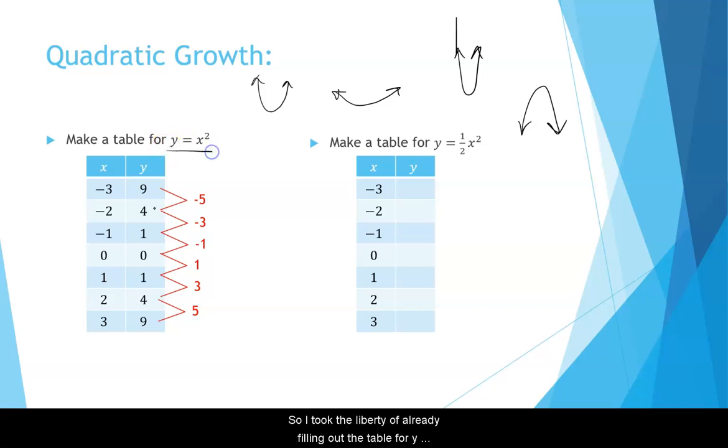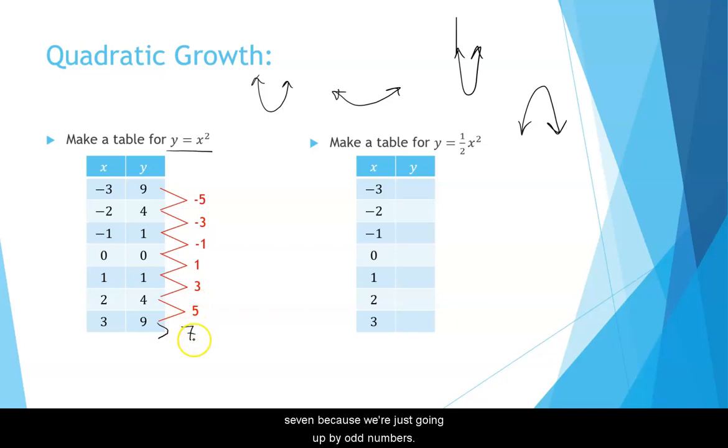So I took the liberty of already filling out the table for y equals x squared. So when x is -3, -3 squared is 9, and so on. I also looked at the rate of change here. So the difference between 9 and 4 is -5, 4 and 1 is -3, and so on. Notice the pattern of this 1, 3, 5. We also know what the next number in this sequence would be.